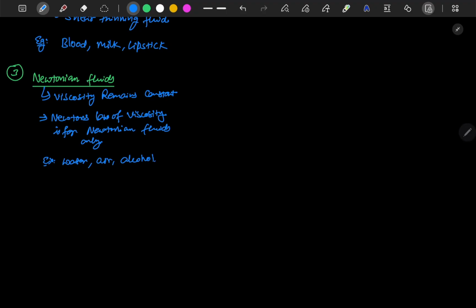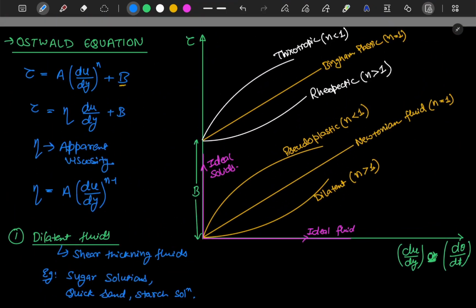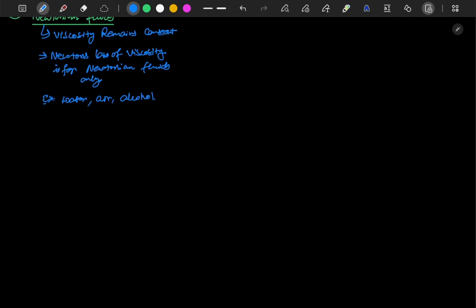So these are some examples of your Newtonian fluids. Now we are left with your Bingham plastic, thixotrope, and rheopectic. In these cases your B is not equal to 0. So let me write Bingham plastic here. What is your Bingham plastic?